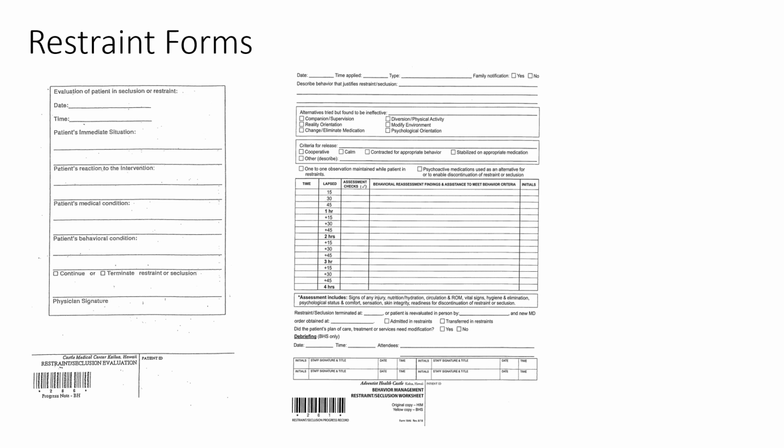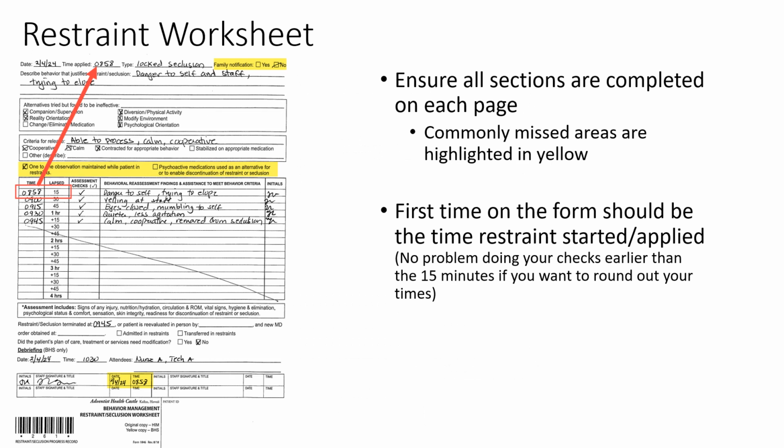Ensure the date time documented is within 1 hour of the restraint initiation time. The second form is called Behavior Management Restraint Seclusion Worksheet. This is used for the Q15-minute observations. Ensure that all sections of the sheet are completed. The most common areas that are missed are family notification, one-to-one observation maintained while patient in restraints, as well as the date time on the signature field.